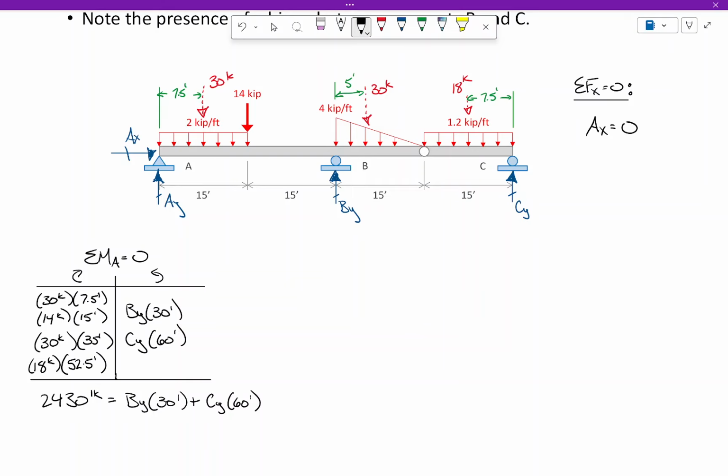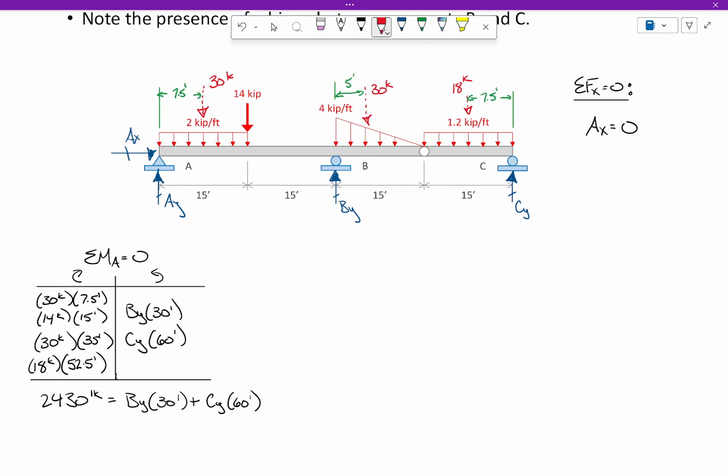So, that doesn't isolate a reaction. That just tells us how to compare two of them. It says that plus this times this plus that times that equals this. And one thing you could do is eliminate the feet units from all this, because you could say 2430 kips equals BY times 30 plus CY times 60, since there's feet everywhere. But that doesn't really matter all that much.